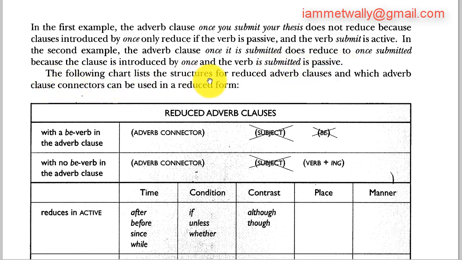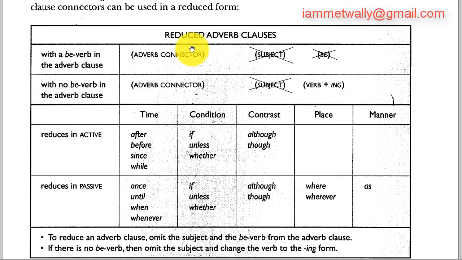The following chart lists the structure for reduced adverb clauses and which adverb clause connectors can be used in a reduced form. Here it is. The reduced adverb clauses: if you have a verb to be in the sentence, you have to remove the subject and remove the verb to be and keep the connector. And if you don't have a verb to be, you just have to keep the connector, remove the subject, and change the verb into ing.